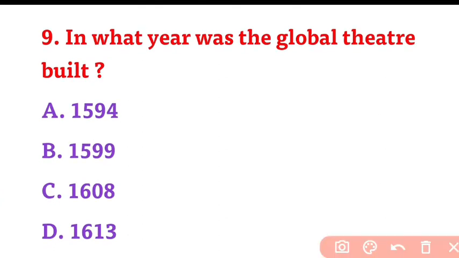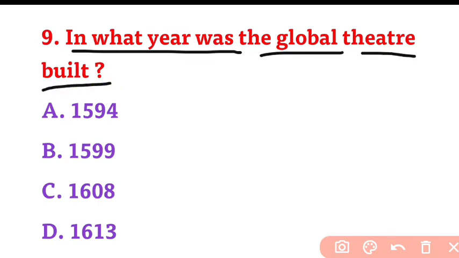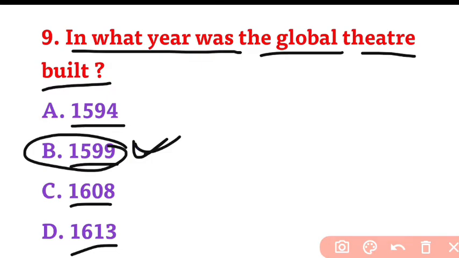Question number 9. In what year was the Globe Theatre built? 1594, 1599, 1608, 1613. What will be the answer? The answer will be 1599. So option B is correct.